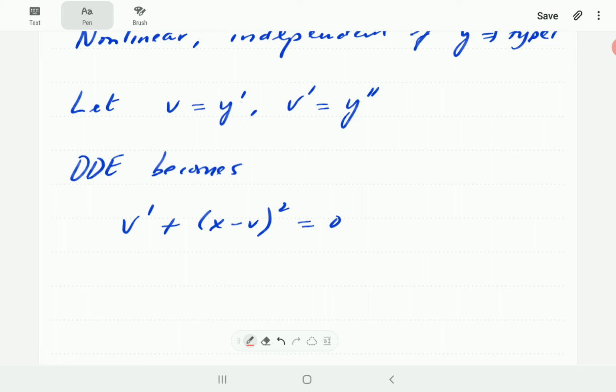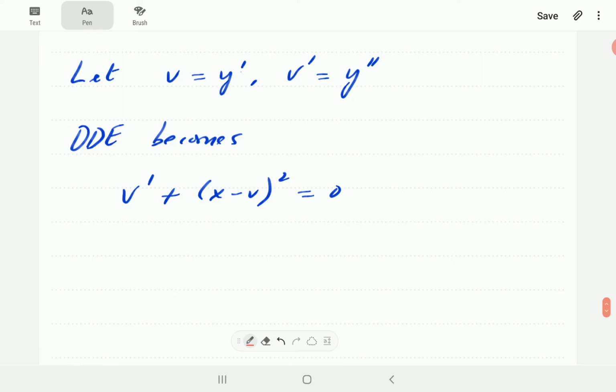But this is a good practice, because you could get something like this in an exam or test, an ODE that you're seeing for the first time. So what we can do here is make another substitution. If we let u of x be equal to x minus v of x, that means we're just going to make this a new term.